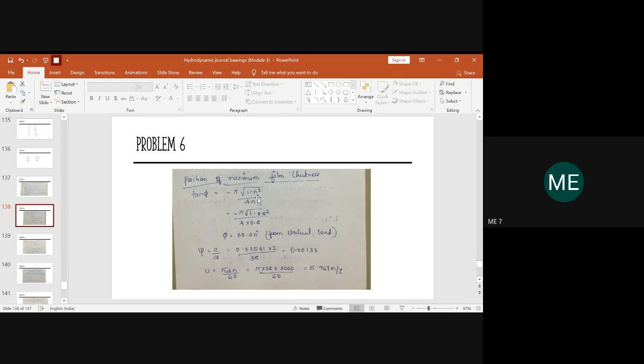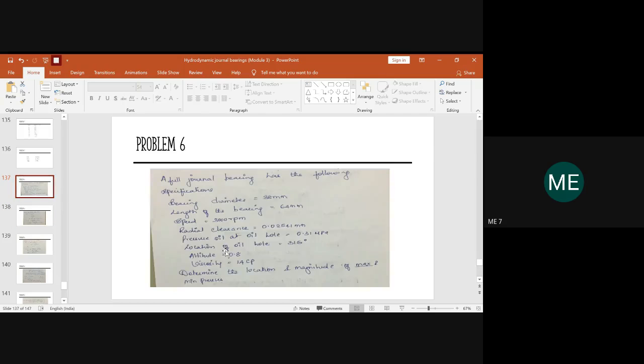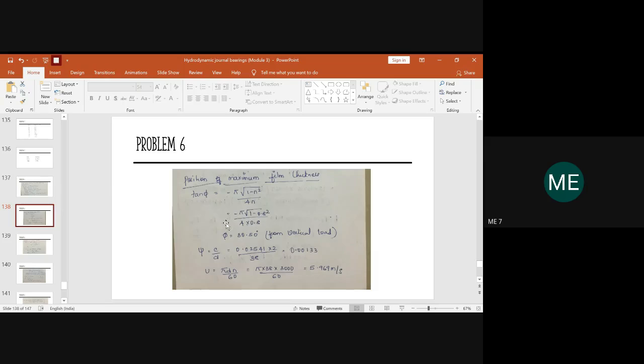So what is n here? It is nothing but the eccentricity ratio. And in the problem, the eccentricity ratio will be 0.8. So we substitute the value of 0.8 and calculate the position of the maximum film thickness. Please substitute the value, calculate and let me know how much you are getting. Be quick. Write down the formula as minus pi into root of 1 minus n square upon 4n. Substitute the value of the eccentricity ratio and calculate what value of phi you are getting.